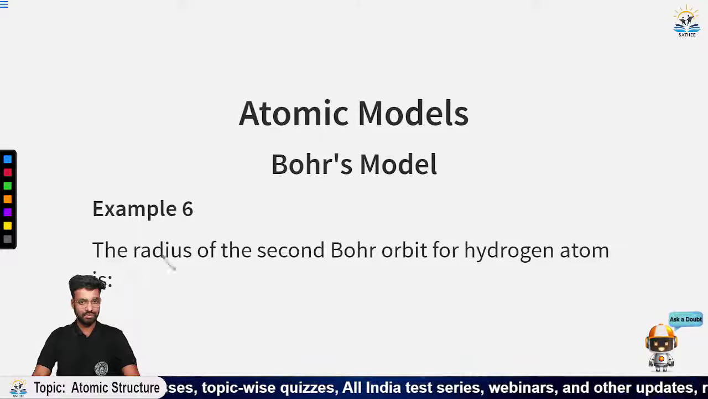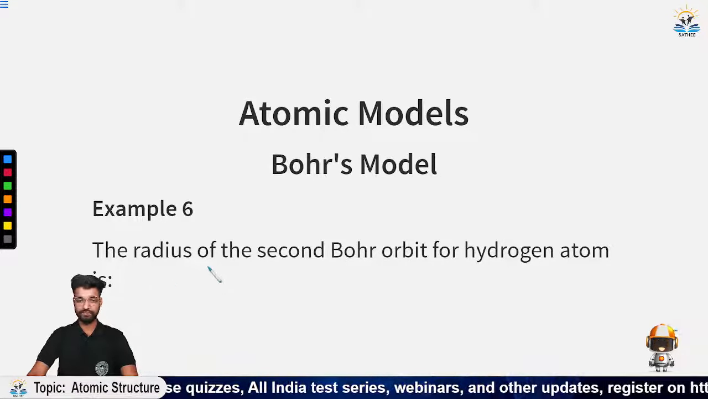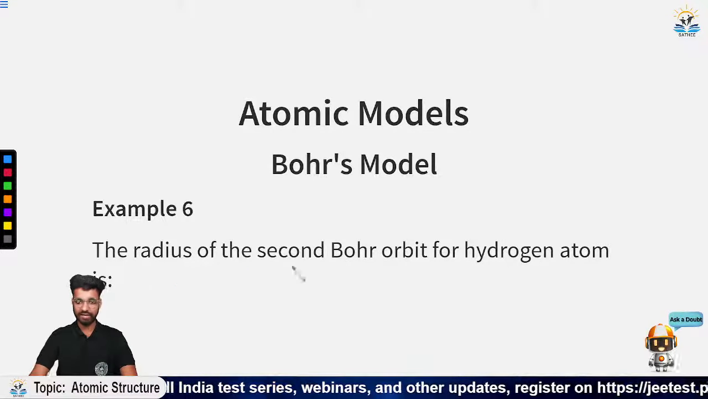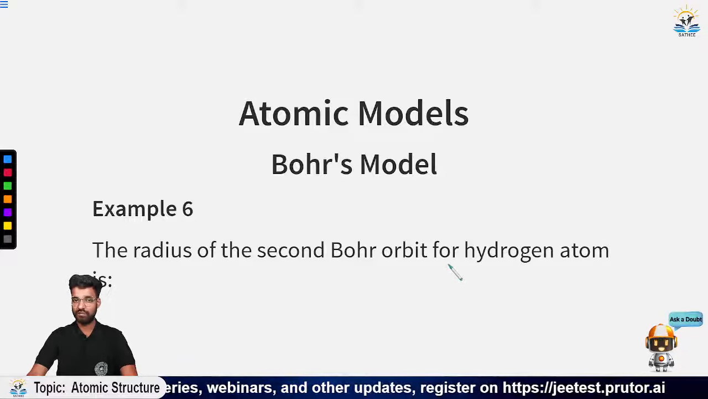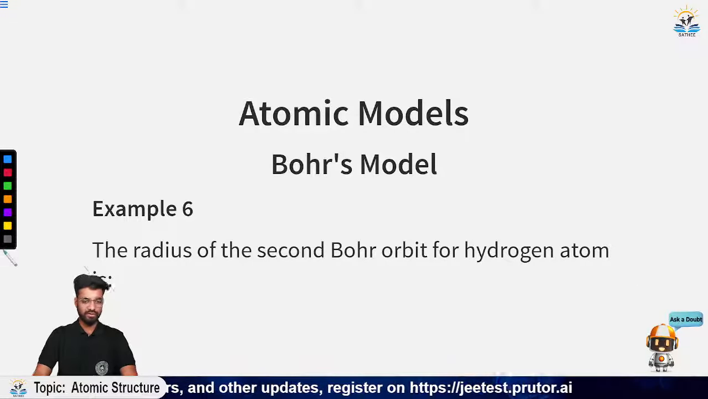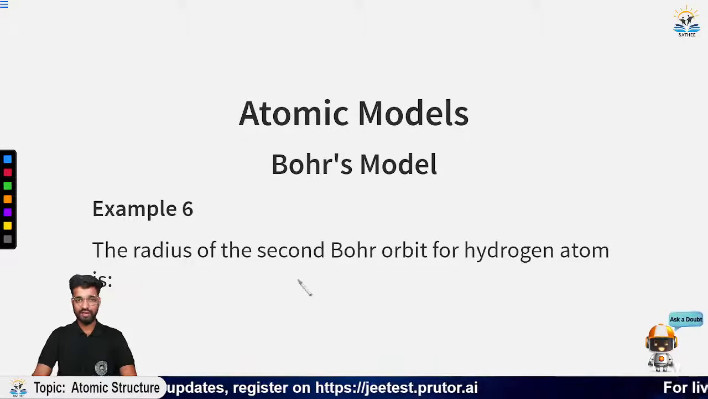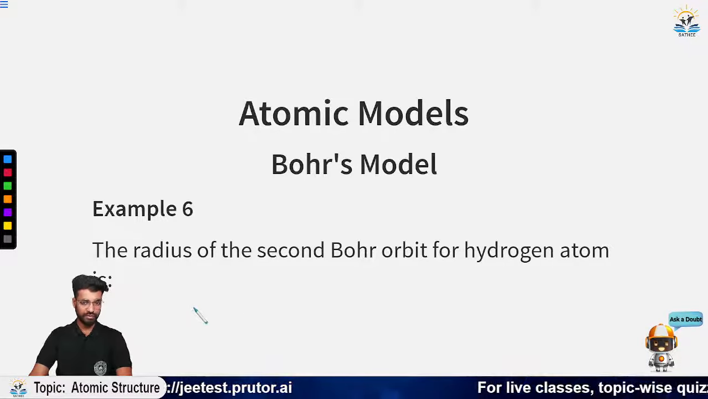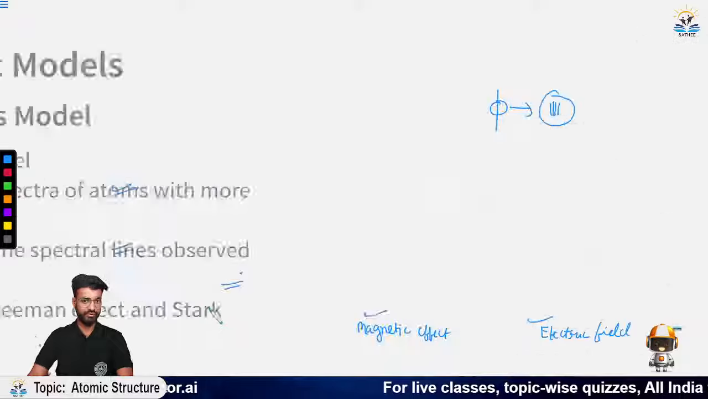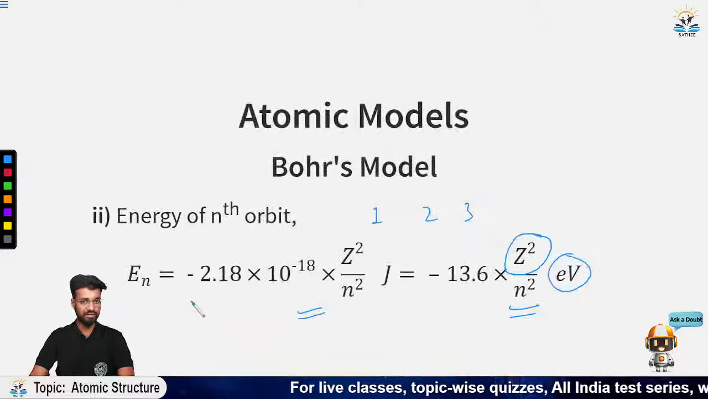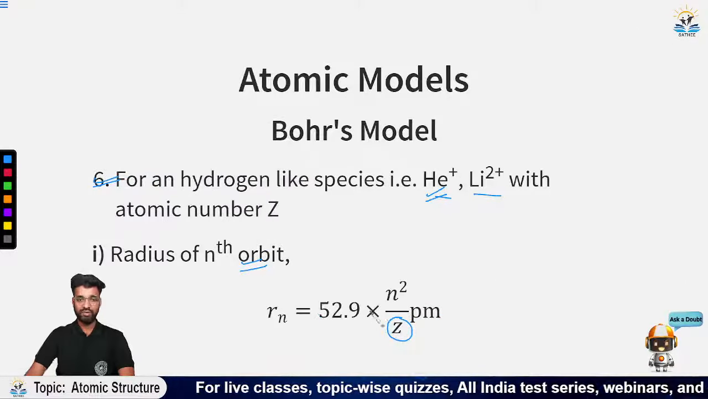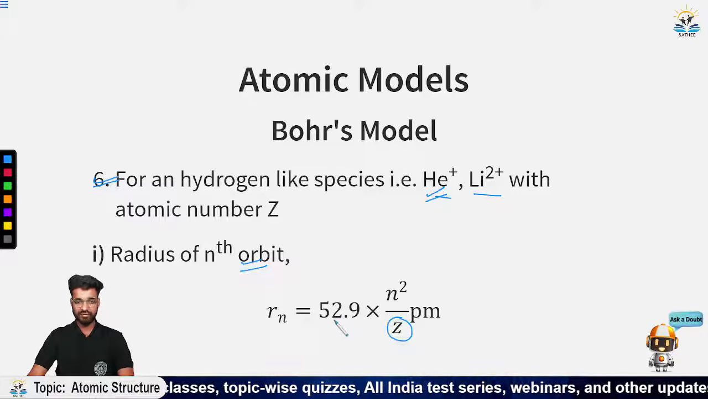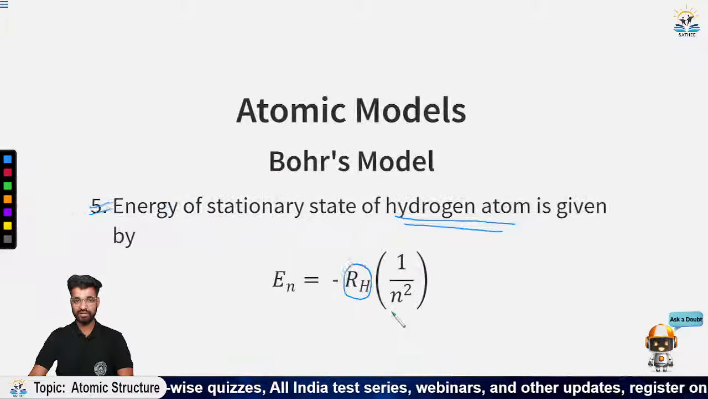Now, the next question we have here is the radius of the second Bohr orbit of the hydrogen atom. What we have to do is calculate the radius of the second Bohr orbit. So we know the formula. If you go to the previous slide, we have the formula for calculating the Bohr radius, that is 52.9 into n square by Z.